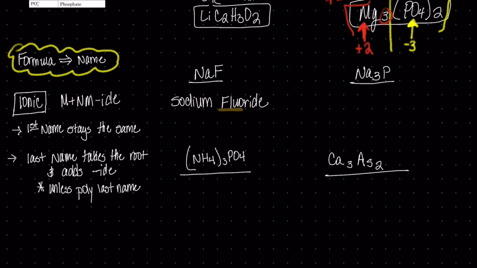So first things first, I name my first one. Na is sodium. And then I got P here. P is phosphorus. I take the root of my second, phospho. And then add IDE as my ending. It will look something like this.